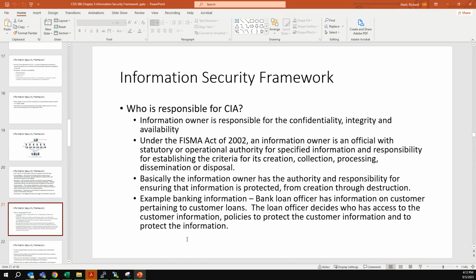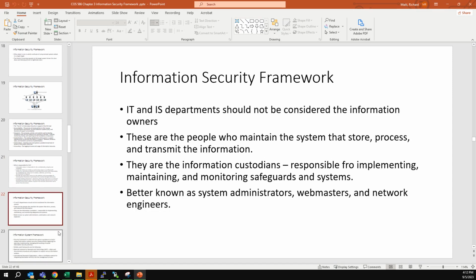Banking information, bank loan information on customers, loans, and so forth. IT and IS departments are also considered information owners. There are a lot of people that maintain these systems, so they are known as the information custodians. They're known as administrators, webmasters, and network engineers.